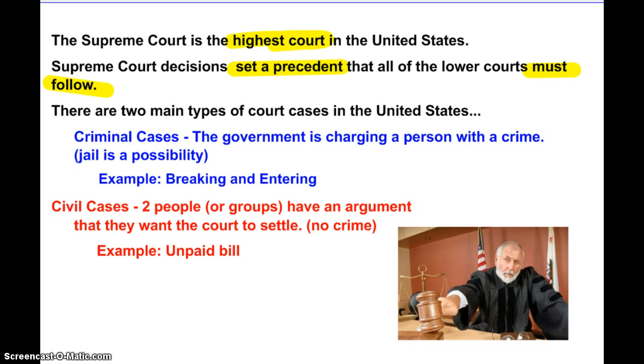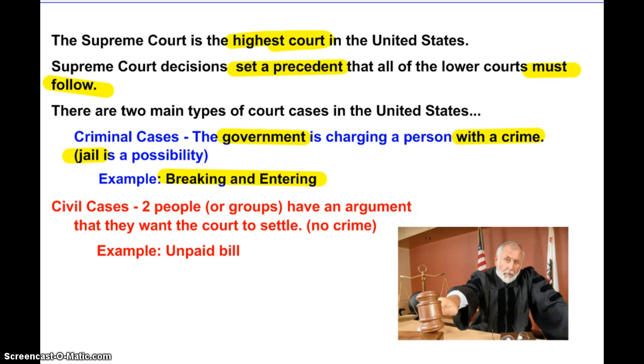There are two main types of court cases in the United States. Most people are familiar with criminal cases from TV and such. Criminal cases are basically when the government is charging a person with a crime. Jail is often a possibility if you are found guilty in a criminal case. A good example of a criminal case is someone who is arrested for breaking and entering. They go into someone's house, they are caught inside, and arrested and charged with the crime.